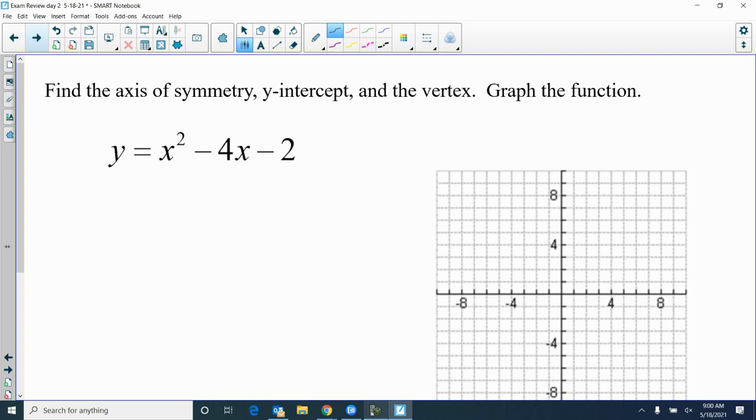Okay, now this one, it goes through a lot. Like I said, this also has some good things for your note cards. It says find the axis of symmetry, find the y-intercept, and find the vertex, and we're going to graph the function. So there's a lot going on for this parabola. Formula for axis of symmetry. I would definitely write this down. The axis of symmetry is the formula x equals negative b over 2a. Negative b over 2a.